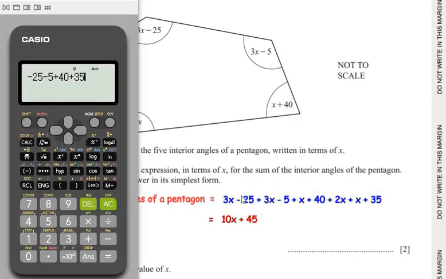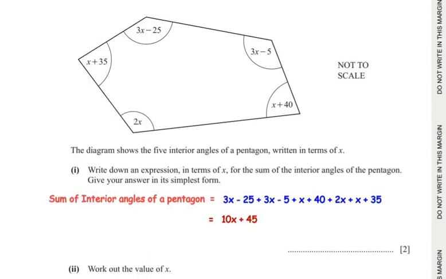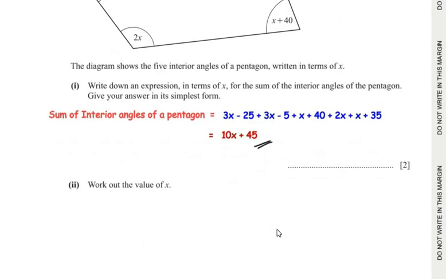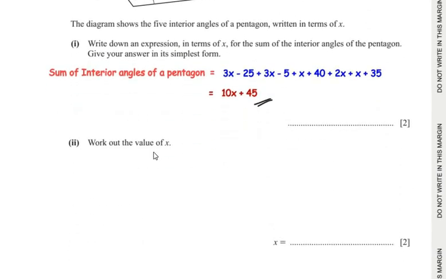So here we have minus 25, minus 5, plus 40 and plus 35. So this is going to give us plus 45. So here the simplest form of the sum of interior angles of this given pentagon is 10x plus 45. This is going to be our answer. Now moving on to the next question. Work out the value of x.